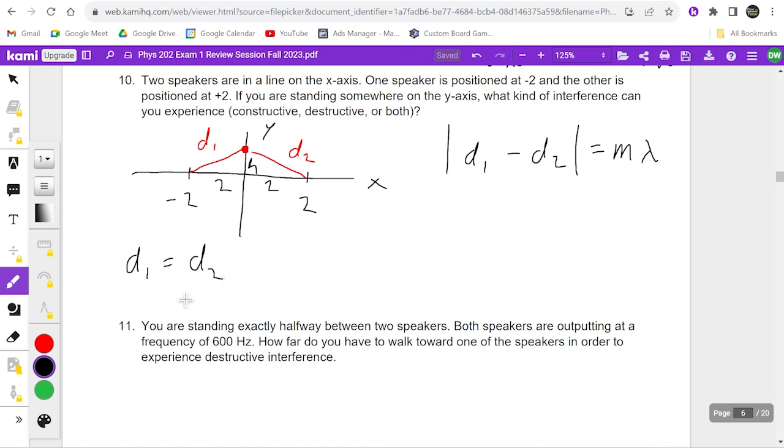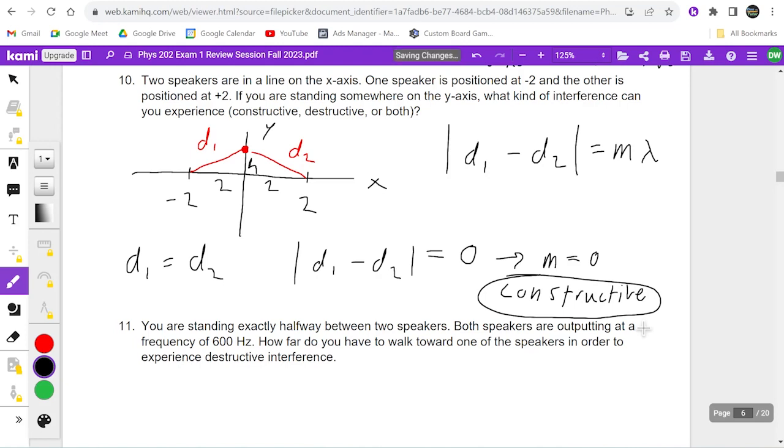d1 equals d2, and remember what I said when that happens. When you plug this in, you're going to get d1 minus d2, and since they're equal to each other, you just get 0. Which, remember, means that m equals 0. And if m is 0, then that means it's constructive. And unless the speakers are out of phase, which I didn't say anywhere in the problem, it can't be destructive. It can only be constructive. So no matter where you stand on the y-axis, looks like d1 will always equal d2, and you should always have constructive interference. Any questions?